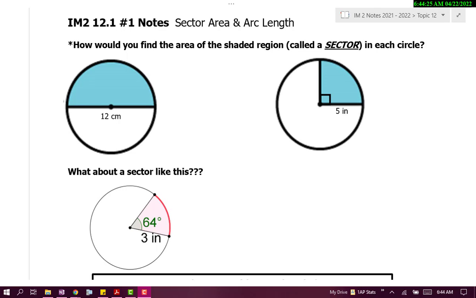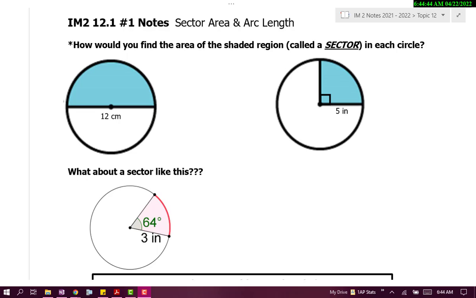All right, we've talked about area of a circle and circumference of a circle, but now we're going to talk about sector area and arc length, which we can see are just portions of that. But first, let's look at these first two circles. How do you find the area of the shaded region? That's the sector in each circle.